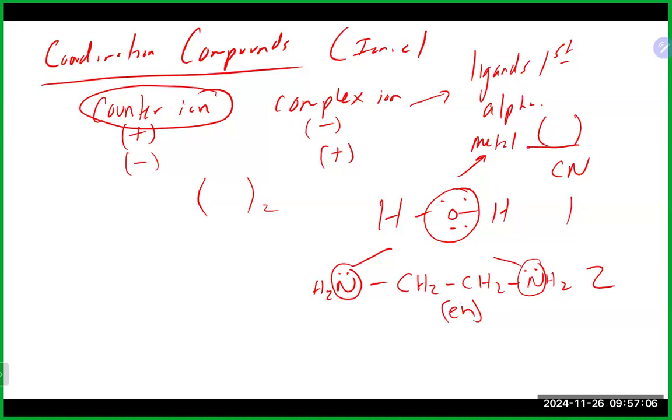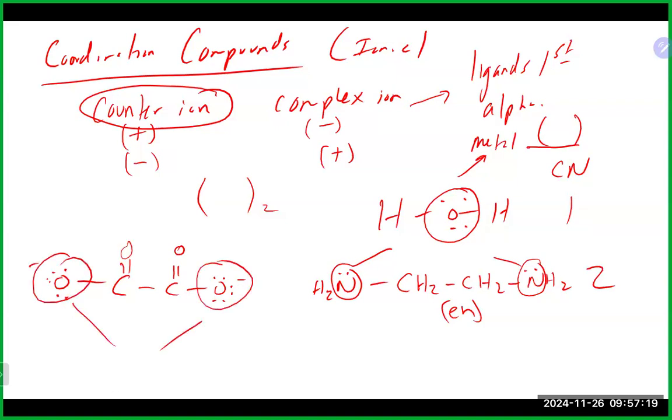So you do have to keep that into account. I would say probably your ethylenediamine and your oxalate, the other one that we looked at, are your very common bidentate ones that you will see. Oxalate as well, at each of those oxygens, can bind to the metal. Any questions on any of that?